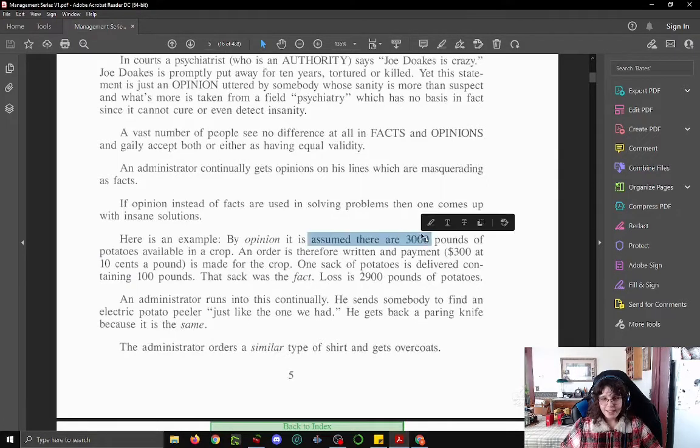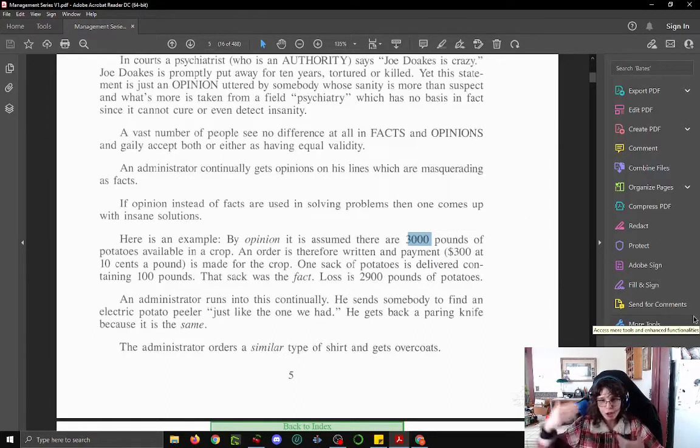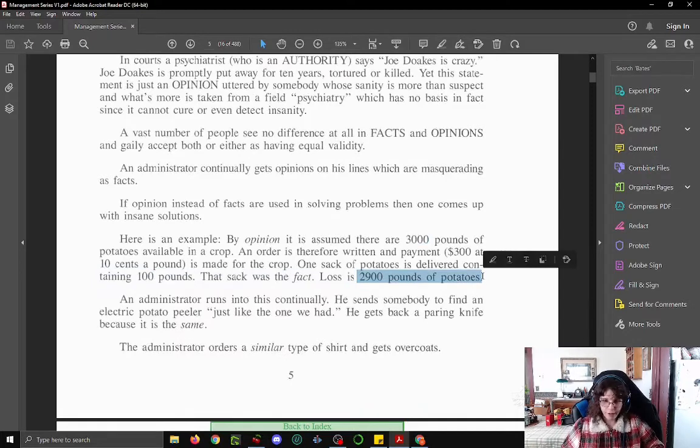No, the fact is that there's 3,000 pounds of potatoes. You don't pay somebody on assumptions of the size of the crop. You know how much they have, how much to sell, and you buy it at that amount. You know you're getting that amount. Loss is 2,900 pounds of potatoes. That's fraud. That's just fraud.